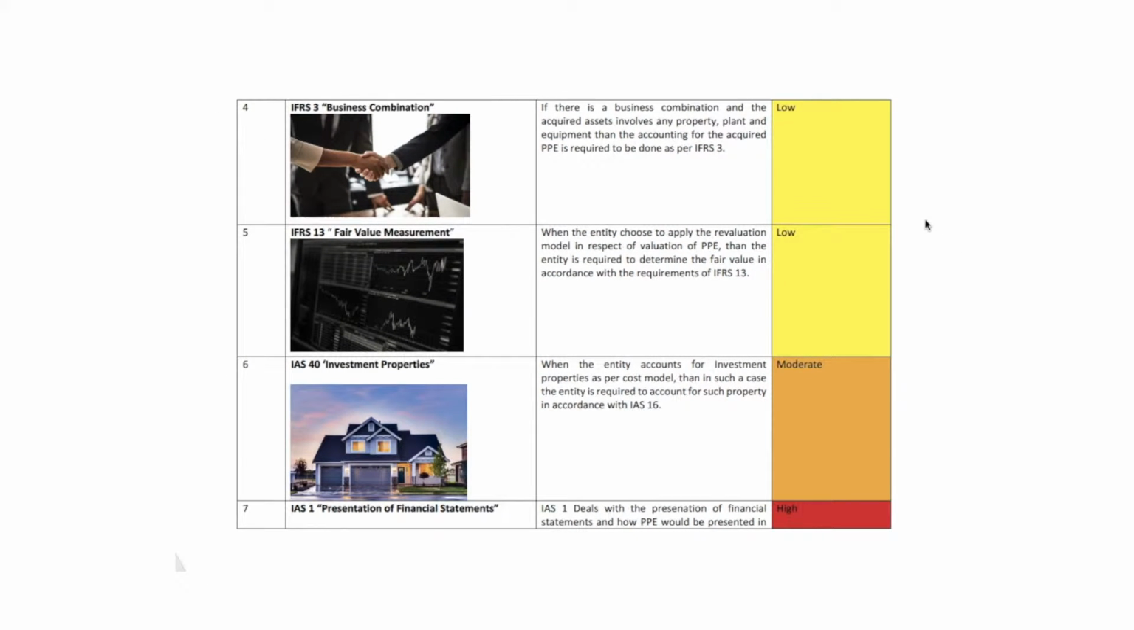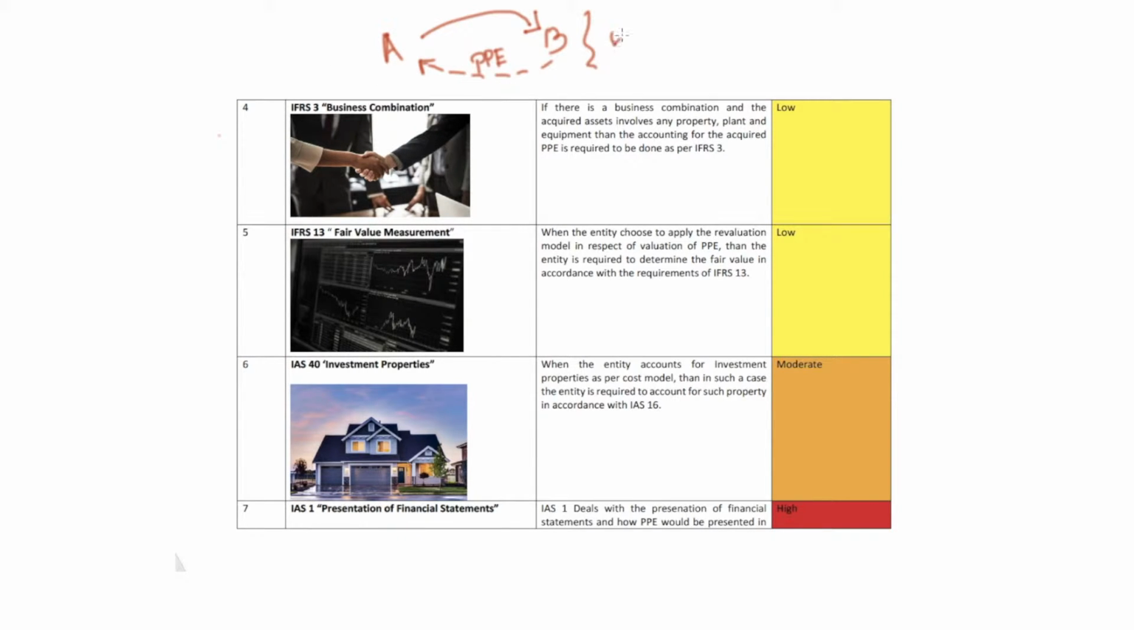Now let's discuss other standards which do have implications in respect of property, plant, and equipment. The fourth standard I would like to discuss is in respect of business combination. Think about entity A going to acquire entity B, which means entity B is going to transfer all the assets, including property, plant, and equipment, to entity A.